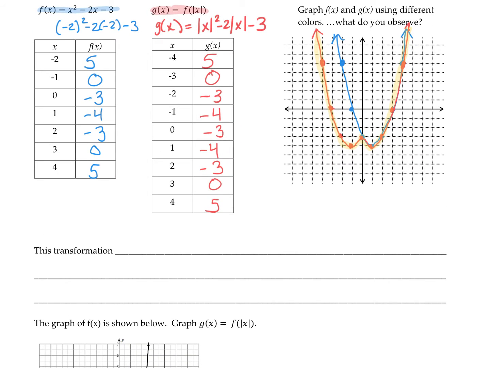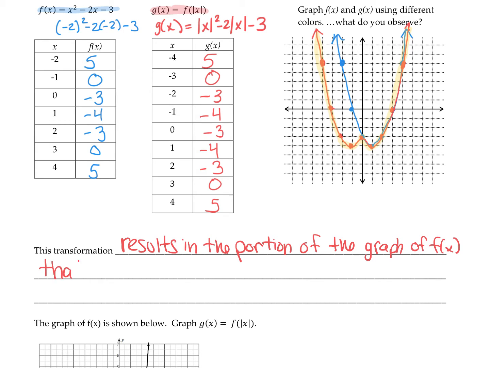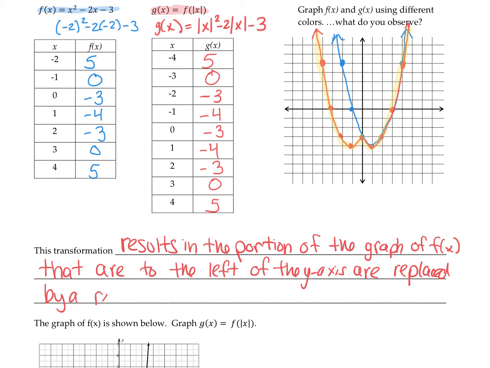So the transformation results in the portion of the graph of f of x that is to the left of the y-axis being replaced by a reflection of the points, or of the portion, to the right of the y-axis.